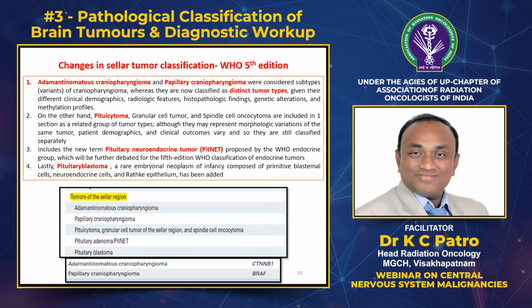Again, tumors of cellular origin. Adamantinomatous and papillary craniopharyngiomas were different entities, now they came under a single group. This is the cellular origin: adamantinomatous craniopharyngioma, papillary craniopharyngioma, pituitary neuroendocrine tumor, pituitary blastoma, and pituicytoma. And these are the various molecular alterations: adamantinomatous craniopharyngioma has CTNNB1, and papillary craniopharyngioma has BRAF alteration. So these are the changes in the cellular classification.